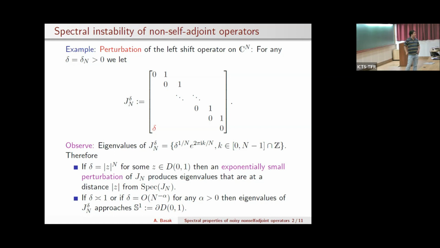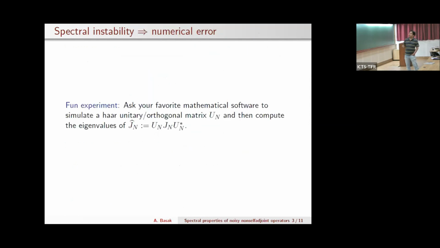Sorry, if delta is exactly 0, then what is the spectrum? So then it is 0, because you have an upper triangular matrix. There's only one eigenvalue in the entire spectrum. Only 0. Yes. Thanks. Okay, so let me continue.